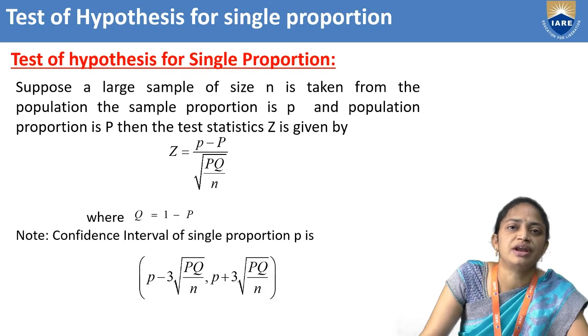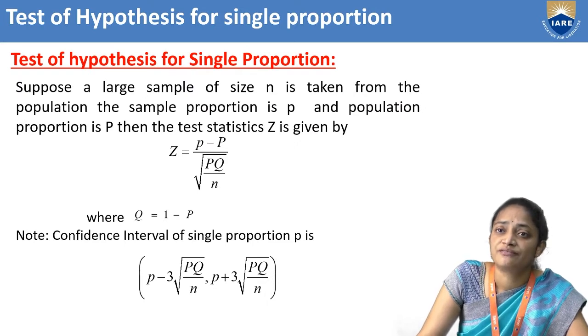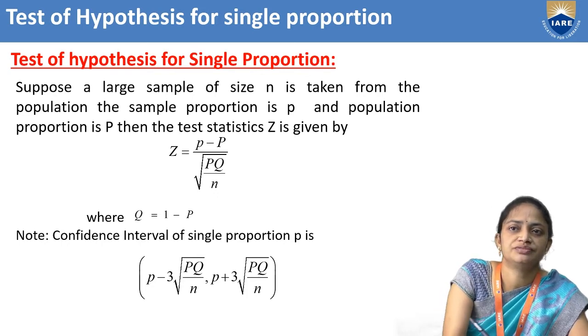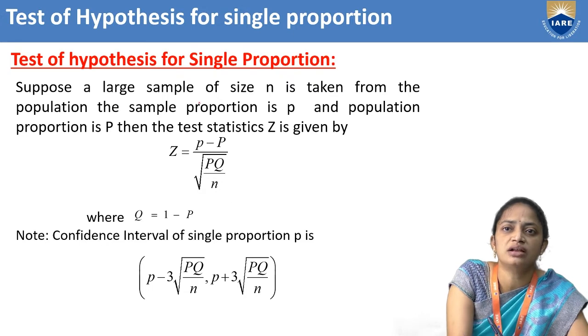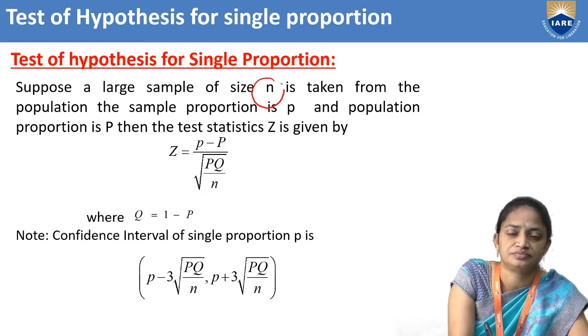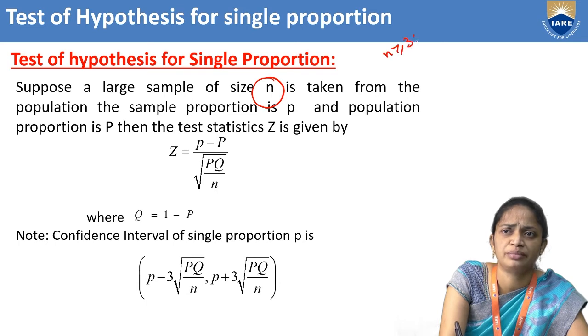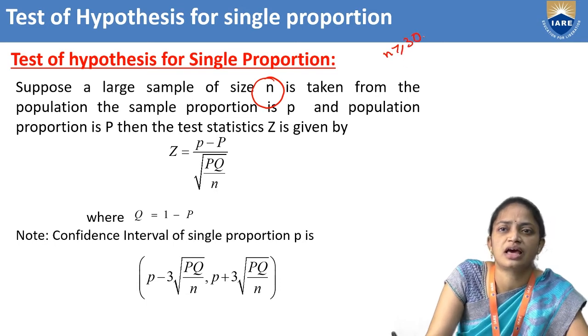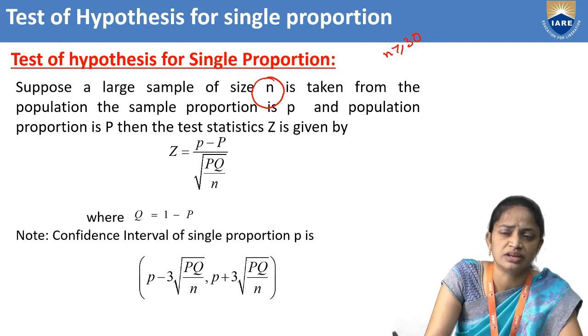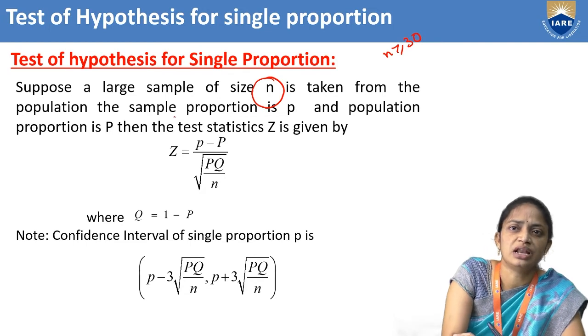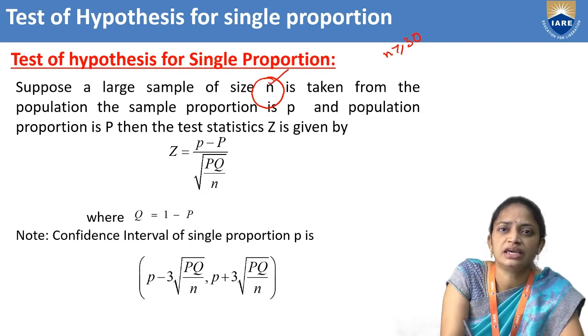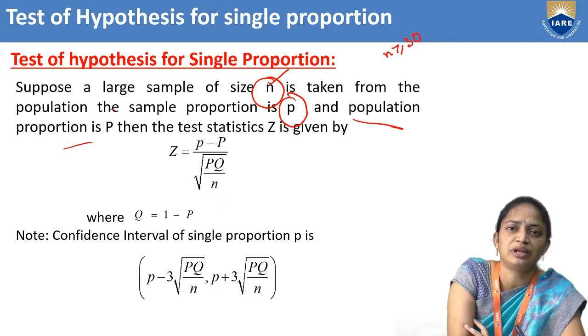Next, test of hypothesis for single proportion. Suppose a large sample of size small n. What is a large sample? A large sample is nothing but n greater than or equal to 30. Suppose a large sample of size n is taken from the population, the sample proportion is small p and the population proportion is capital P.